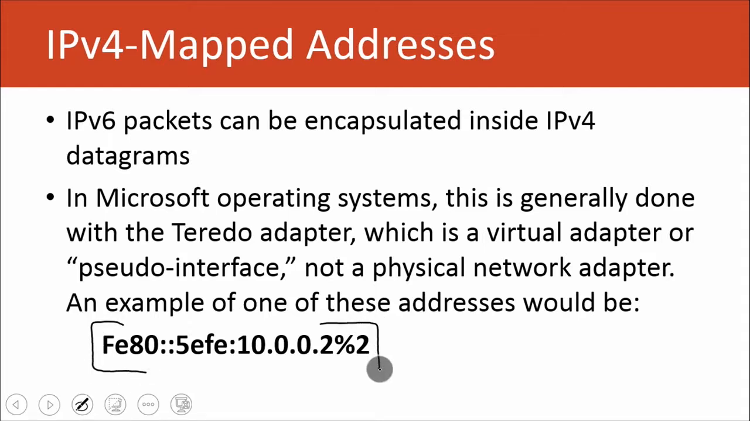So this is kind of crazy, but what happens is we basically take an IPv6 packet and then we just wrap it inside of an IPv4 datagram, send it along, and then that pseudo interface, that virtual adapter, is going to go ahead and unwrap the IPv6 packet, and then data is going to move along with processing.